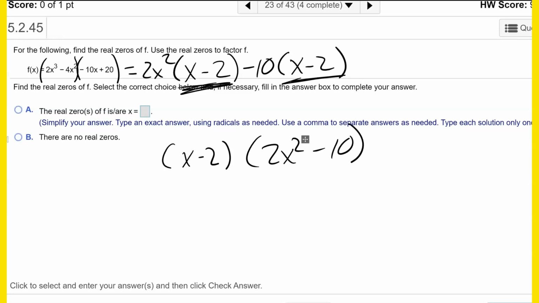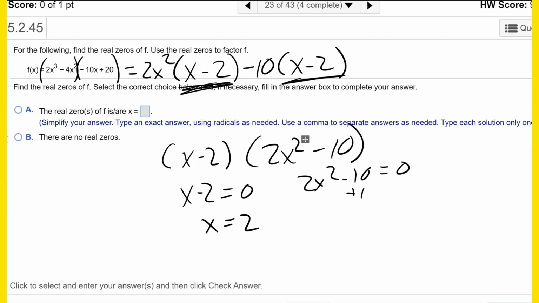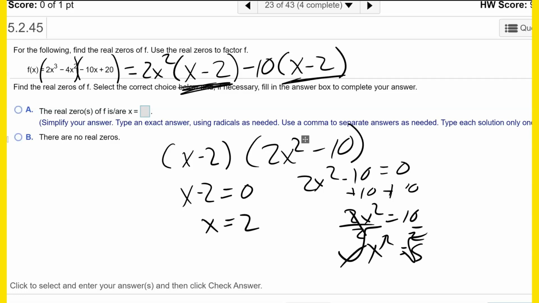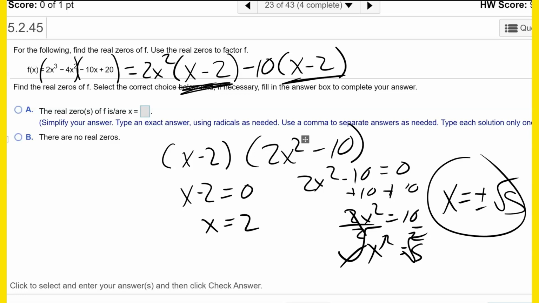Then I can solve both of those. I say x minus 2 equals 0, and I get x equals 2 from that. I say 2x squared minus 10 equals 0. And I've got to do a few little steps here. 2x squared equals 10, divide by 2. x squared equals 5, square root both sides. x equals plus or minus root 5. So those are my answers. That's one way to do it. 2 and positive and negative root 5.